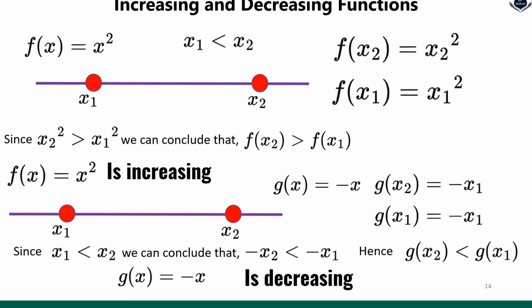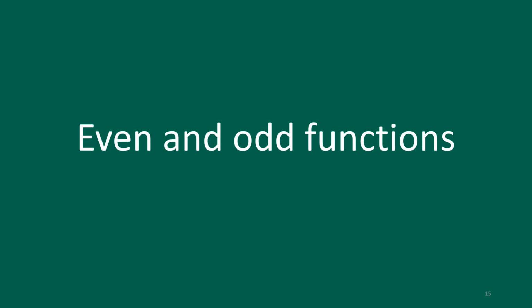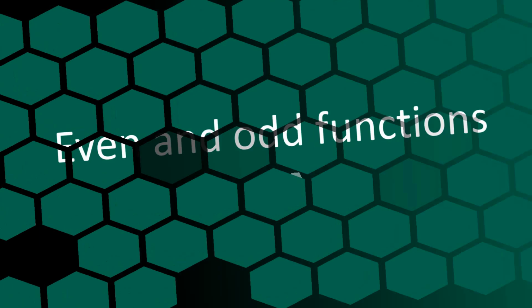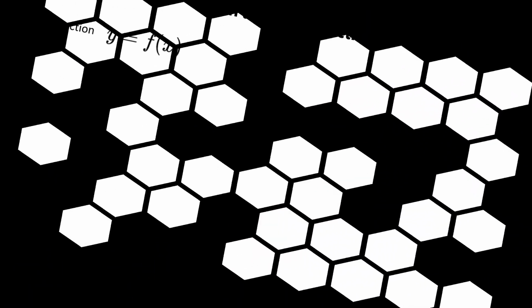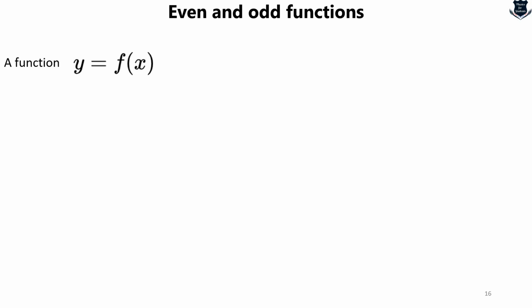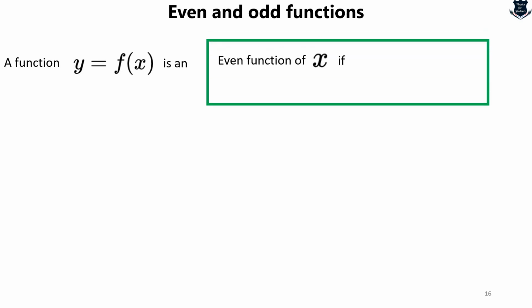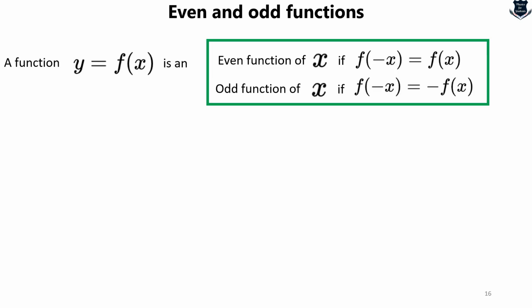Okay, we move to the next type of function, which is even more interesting, called even and odd functions, and we get beautiful graphs on this. The graphs of even and odd functions have characteristic symmetric properties. A function y equals f of x is an even function if f of minus x equals f of x, and it is an odd function if f of minus x equals minus f of x. Just remember, the names odd and even actually come from the powers of x.